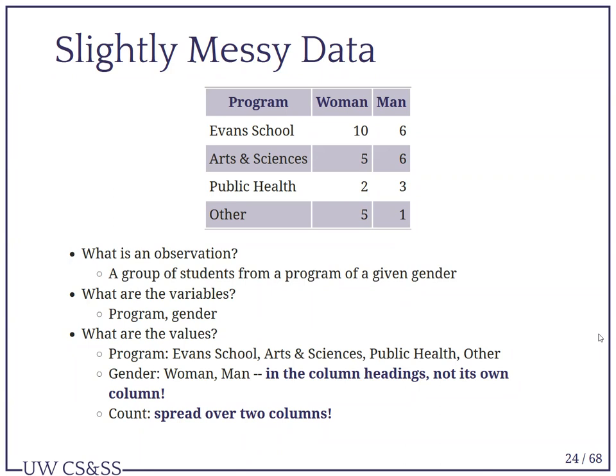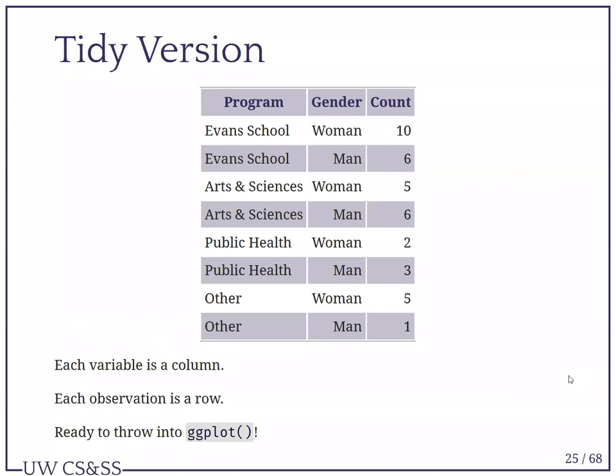And our counts of this information are spread over two columns. So while this is easy on the eyes, typically when we want to do statistics or draw a plot or something, this will get in the way. The tidy version of this data is not as easy on the eyes, but it is easier to graph. So here, gender has its own column because that's a variable we're interested in, and count has its own column because that's a variable we're interested in.